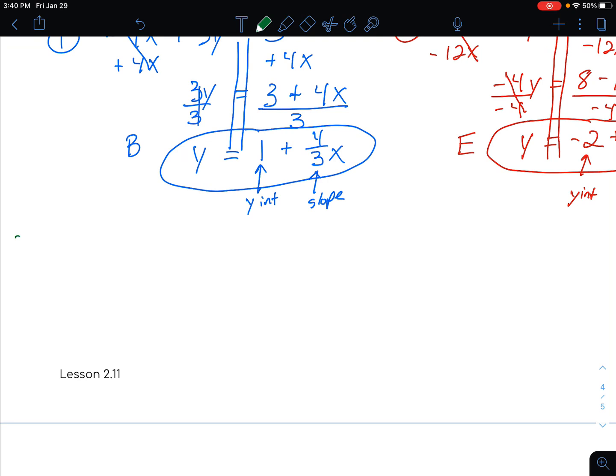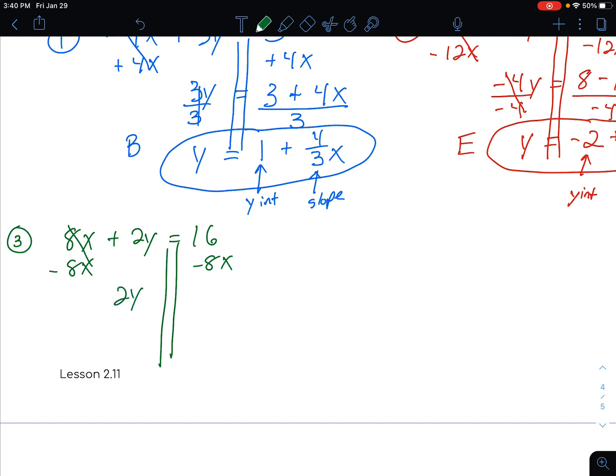All right, I'm going to have to get a little bit more condensed here, maybe as I solve these other ones. So equation number 3 was 8x plus 2y equals 16. Solve this one. So we'll subtract 8x from both sides. Get 2y is equal to 16 minus 8x. Dividing both sides by 2. Get y is equal to 16 divided by 2, which is 8, and a minus 8 divided by 2 would be a minus 4x. So the y-intercept of 8 and a slope of -4.